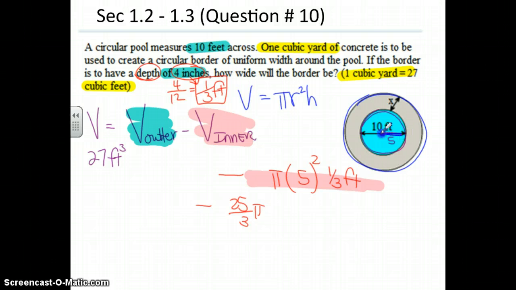Now for the outer, it gets a little bit more complicated because the outer radius would be the 5, but it would also be plus the x. So I think this total distance here is x plus 5 for the radius. So 27 feet cubed, the volume, is equal to the outer minus the inner, and the outer is going to be pi r squared h, and the height we decided was 1/3, or 4 inches.